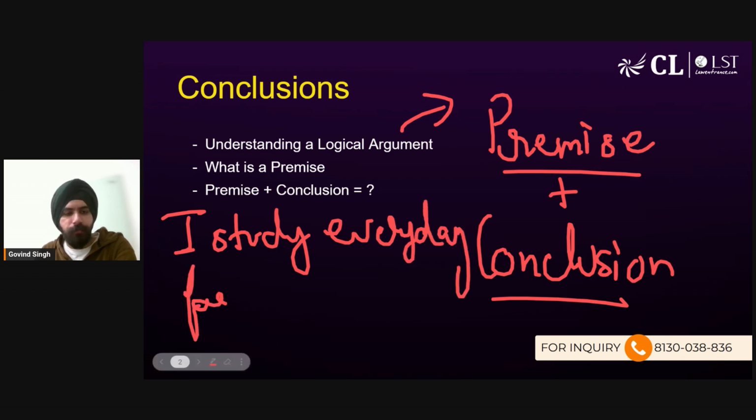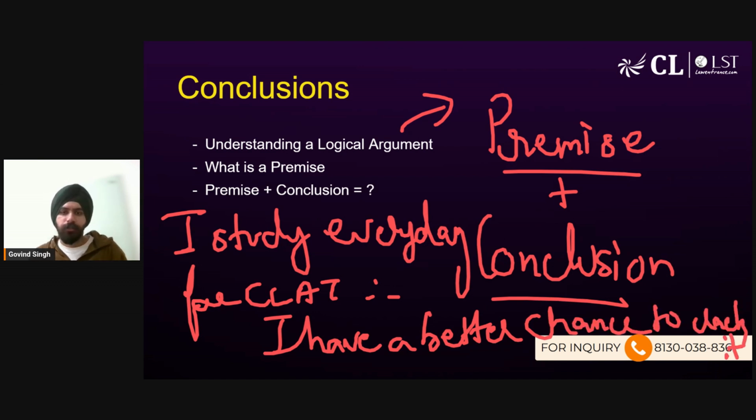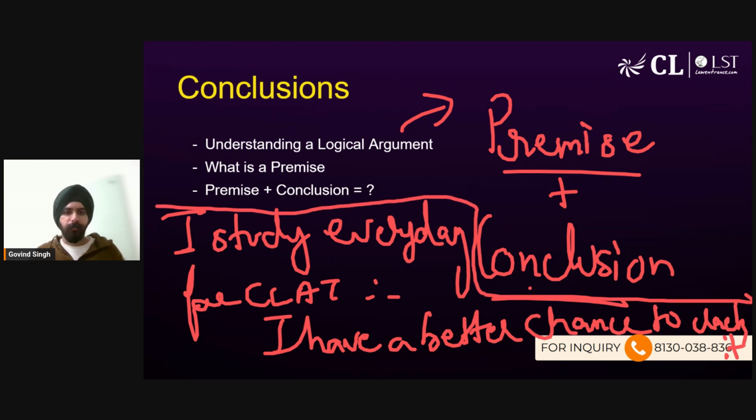I study every day for CLAT. Therefore, I have a better chance to crack it. Okay. So this is my sentence that I study every day for the CLAT exam. Therefore, I have a better chance to crack it. Now, here let's understand what exactly is a premise and what exactly is a conclusion.